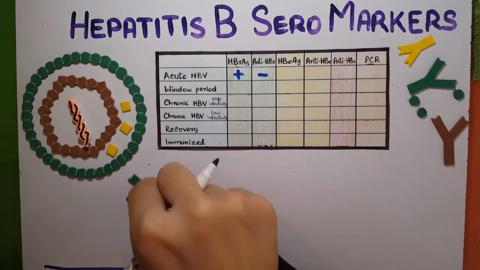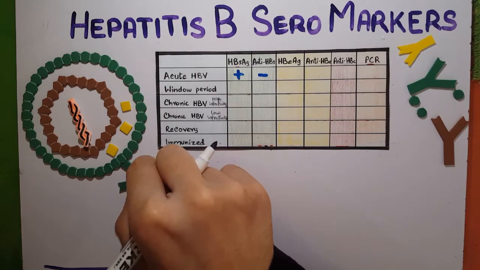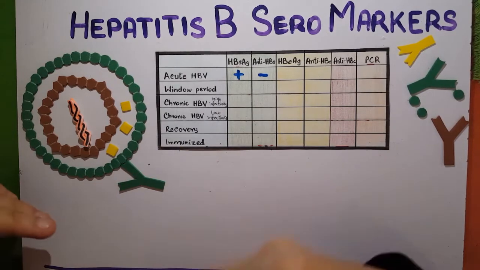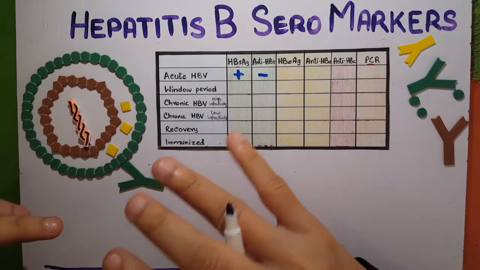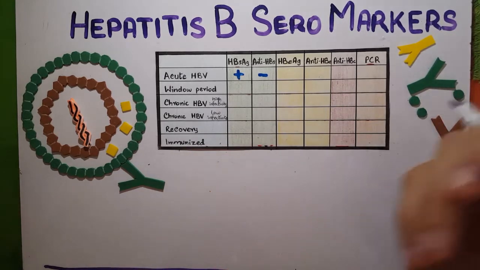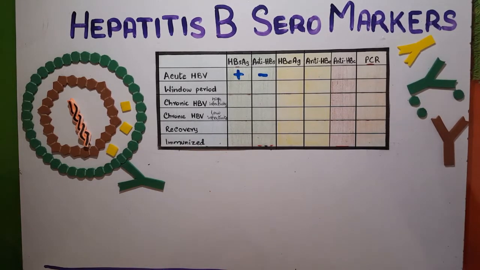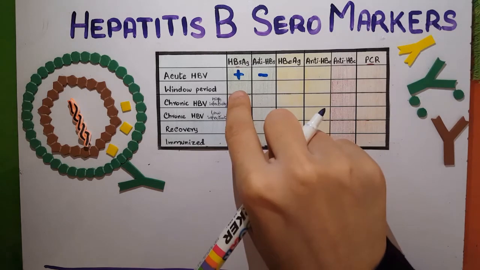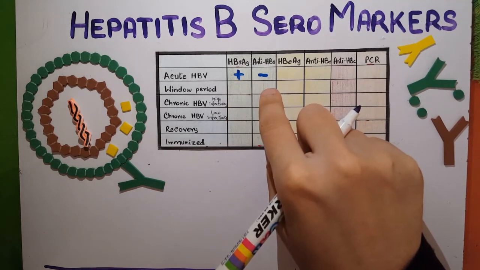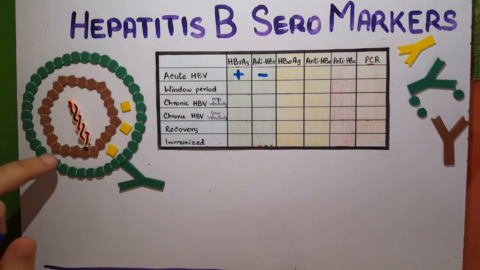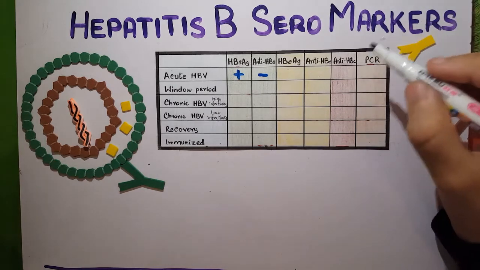Although the antibodies have started to form against these antigens, these antibodies are being utilized, and the free antibodies in the plasma are in such a small number that they are undetectable. So whenever the antigen is positive, antibody will be negative, and in the acute phase, these must be positive.